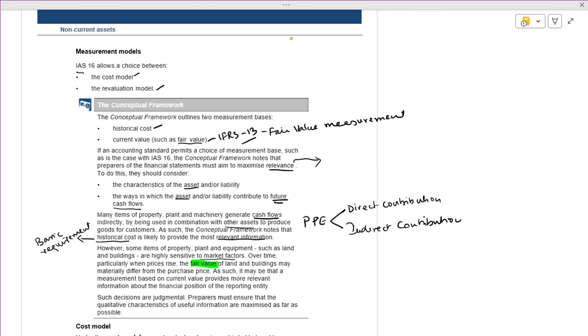Fair value. When the price is right, the fair value of land may materially differ from the purchase price. As such, it may be that measurement based on the current value will provide more relevant information. Such decisions are only judgment. See, that's what it says. When we are talking about judgmental, the entire accounting is based on assumptions, it is based on limitations.